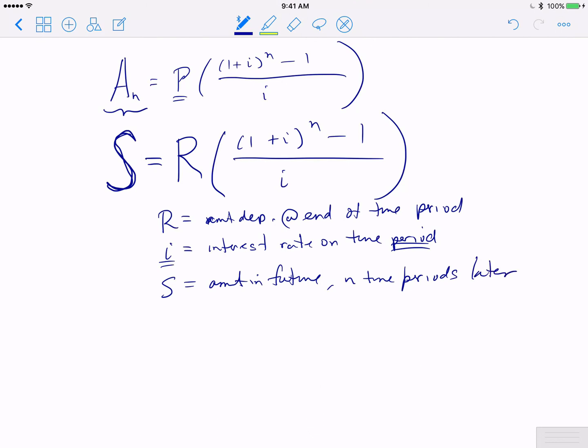So that's the main formula for section 5.3 for ordinary annuities. There are other types of annuities, and we will look at those later in another video and in class.